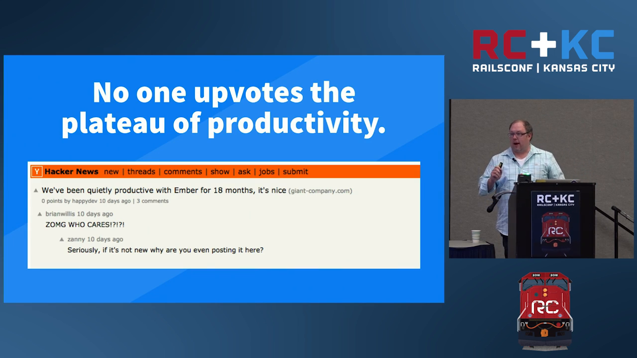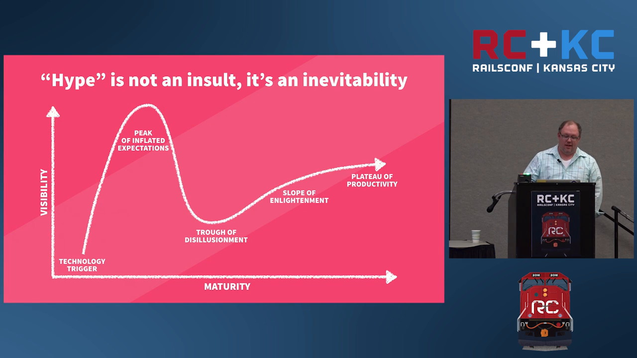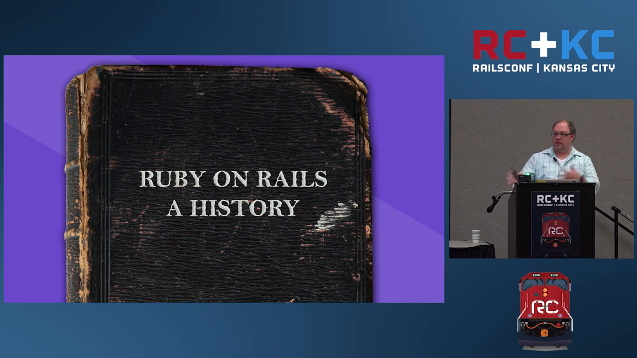And I will tell you something I've learned about Hacker News: this is something I promise you will never see there. "Yes, we've been quietly productive with Ember for about 18 months. It's pretty nice." That's weird. Where are the upvotes? Boo, go home, you're boring. So those are the peaks and valleys of successful technologies, if they make it out of that trough alive. So let's go back and look at this through the lens of Ruby on Rails history.